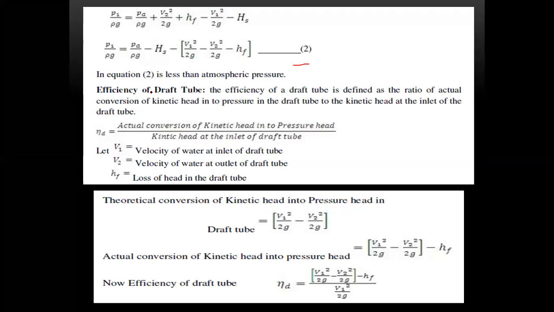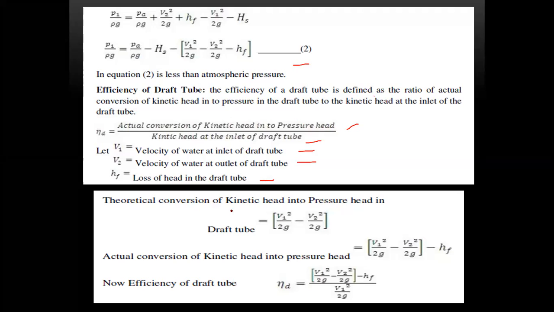Now, what is the efficiency of the draft tube? The efficiency of the draft tube is defined as the ratio of actual conversion of kinetic head into the pressure head divided by kinetic head at the inlet of the draft tube. Let V1 be the velocity of the water at the inlet of the draft tube, V2 the velocity of the water at the outlet of the draft tube, and HF the loss of head in the draft tube.